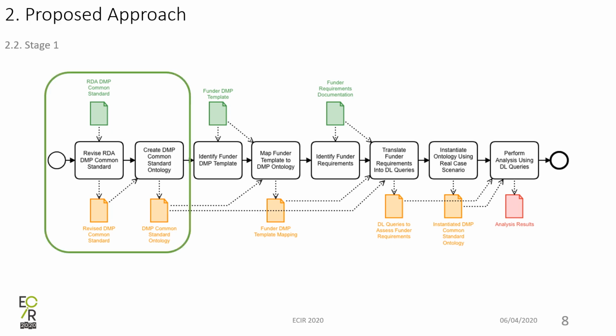In the first stage, we looked at the application of a common DMP standard. The Research Data Alliance's, RDA for short, DMP Common Standard Working Group has developed the DMP Common Standard Model, which is a minimum set of universal terms that helps in the description of a DMP. We revised this model and proceeded to create the DMP Common Standard Ontology, DCSO for short. The DCSO is represented in OWL, and its model can be seen in the following slide.